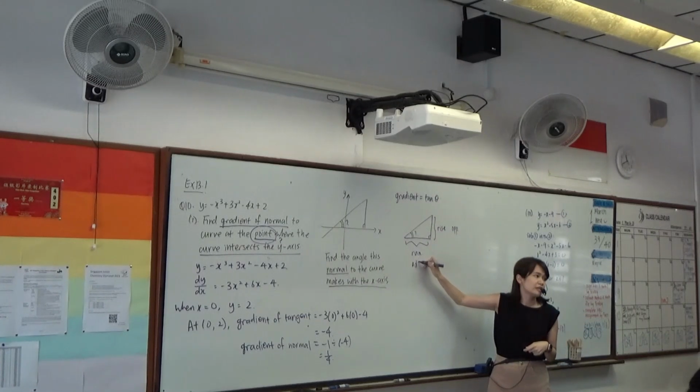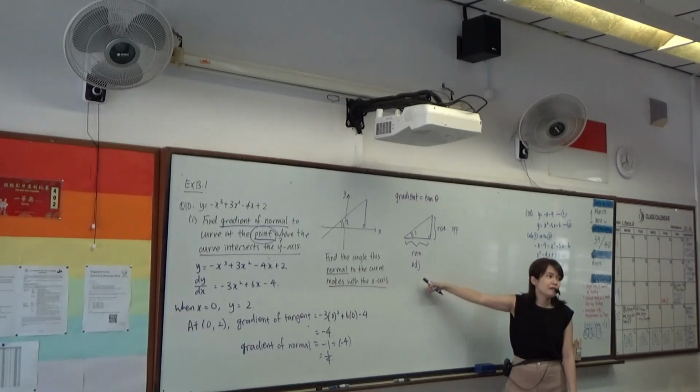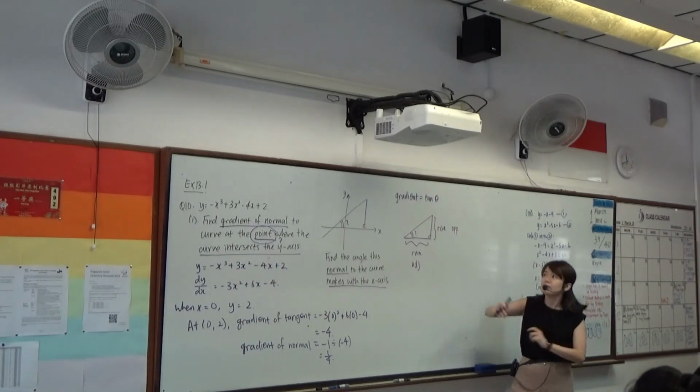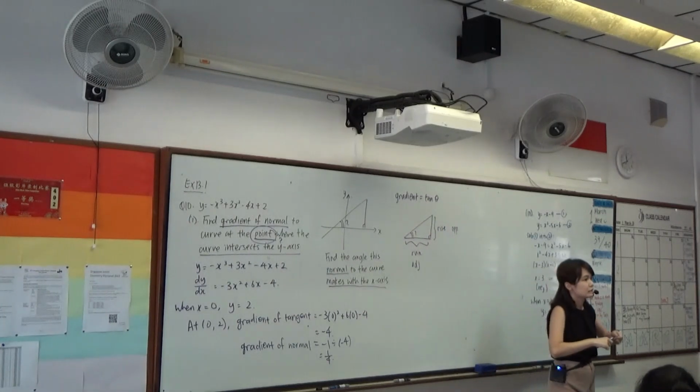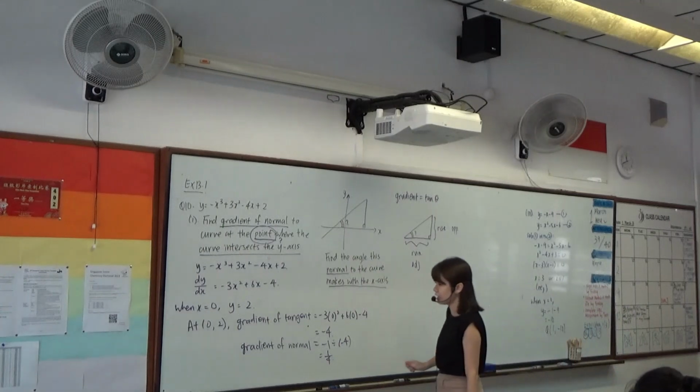This is also adjacent, right or not? Okay? So opposite over adjacent, rise over run, they actually refer to the same thing in the same triangle. That's why we say gradient is equal to tangent theta. You understand? Okay? So it's a logical explanation.